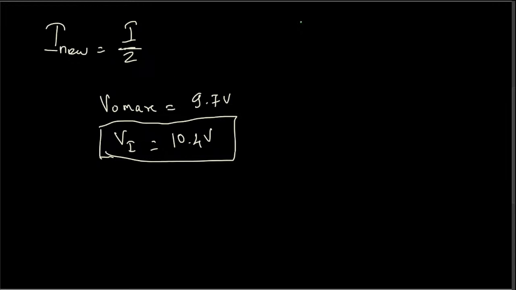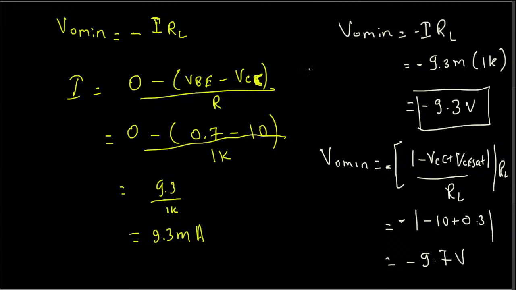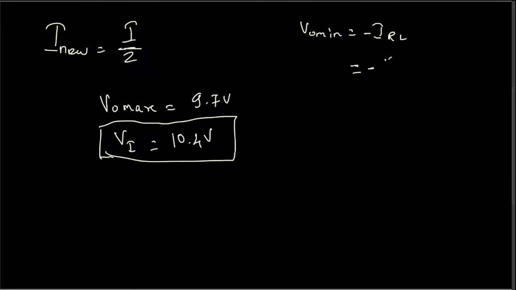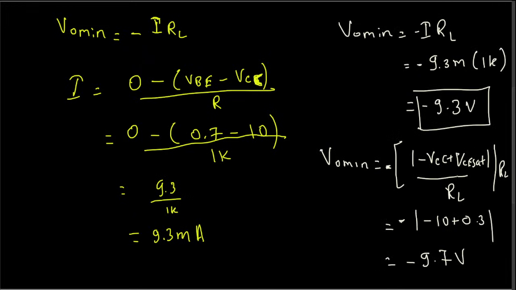But for the VO min it's going to affect, because for the VO min we had to use this equation, that is negative I times RL. Now in this case the I is I divided by 2, so the new I is the previous I we calculated, 9.3 milli, divided by 2, times 1k, RL is 1k, and milli kilo cancels, so we will end up having 9.3 divided by 2, that is equivalent to negative 4.65 volts. And we have to use the other equation as well, this one.